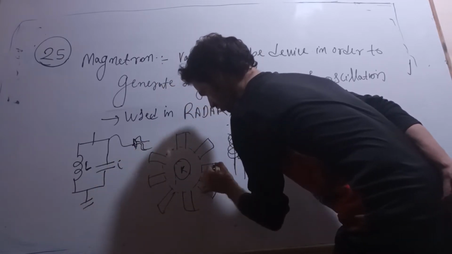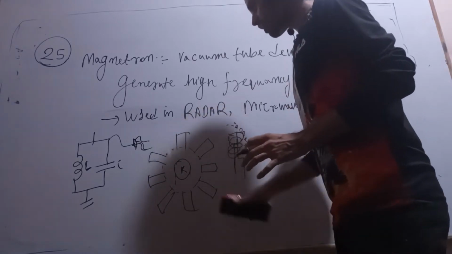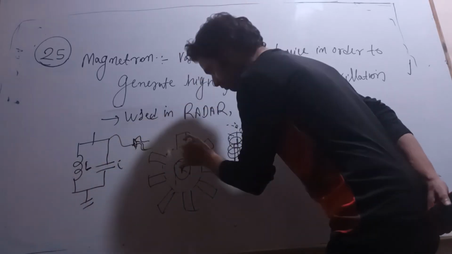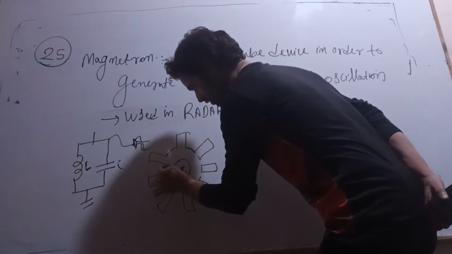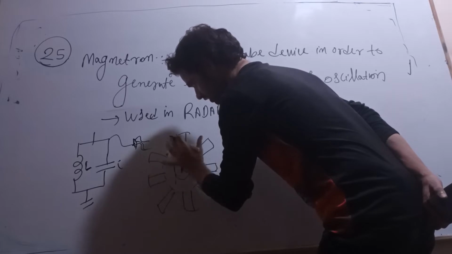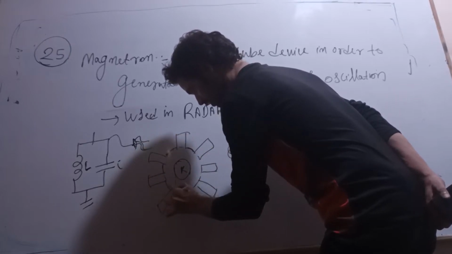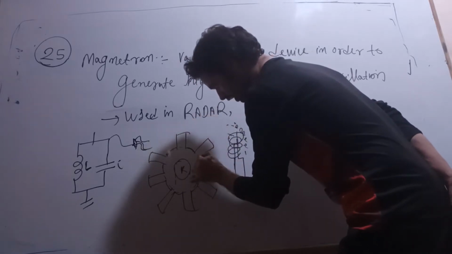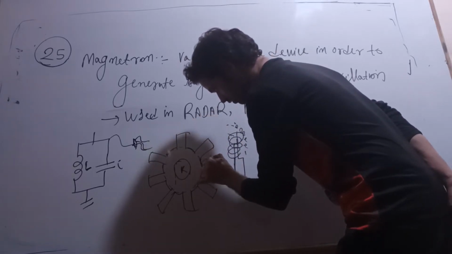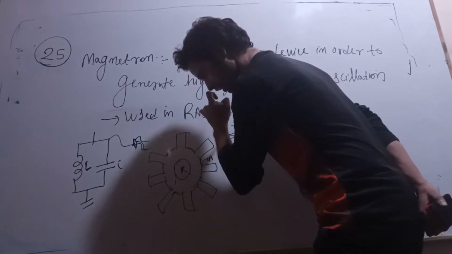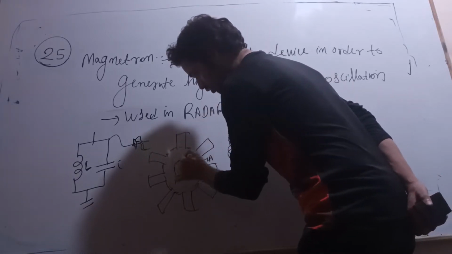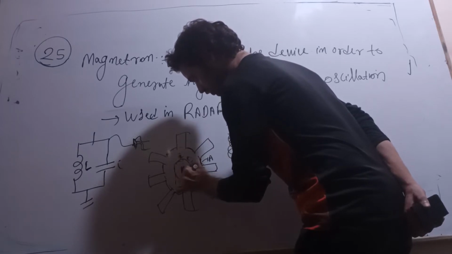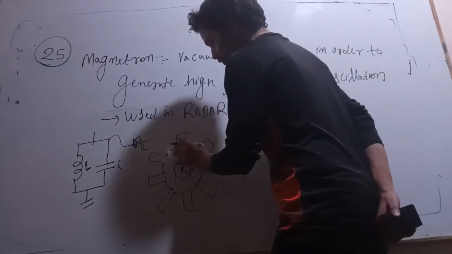Now see why we are designing these cavities. Just see, after that we will understand why we are designing them. This is the anode; these all are anode, and these are cavities. This is the cathode. The cathode's work is to generate electrons. It will emit the electrons.